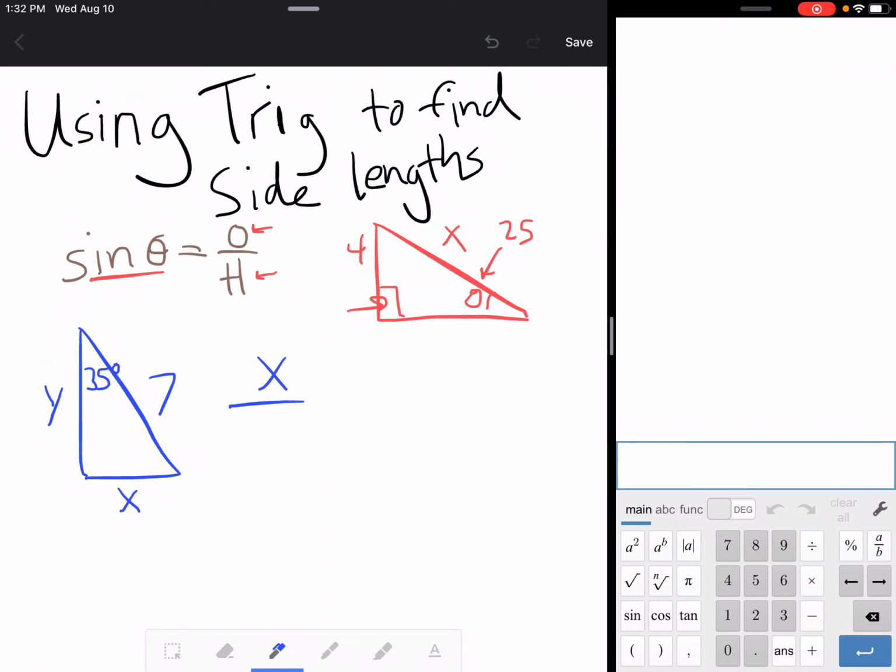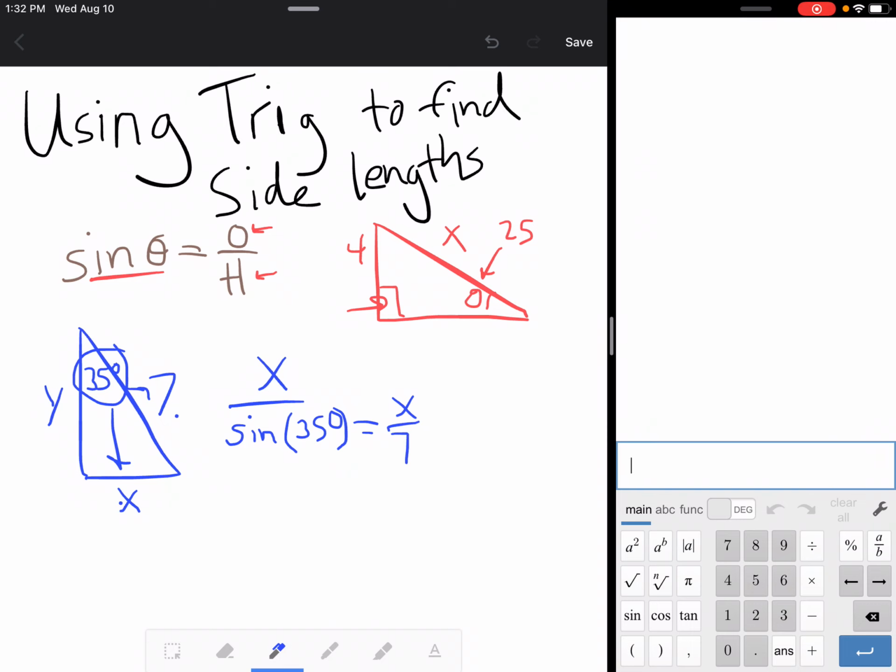If we want to solve for x, what I care about is this angle, the x, and the 7. I have to ask myself, what do I have here? What I see is opposite and hypotenuse, and if I'm dealing with opposite and hypotenuse, I want sine. Now I'm going to swap out theta for 35. So sine 35 degrees is equal to my opposite side, which is x, over 7.